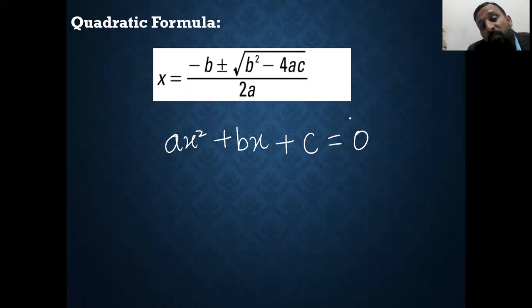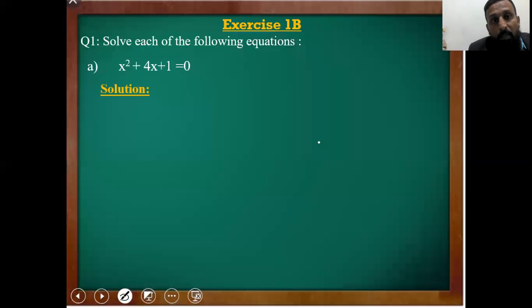The coefficient of x squared is a, the coefficient of x is b, and the last term is a constant. Let's have an example. Look at this: exercise 1b, question number 1. Solve each of the following equations. Part A, x squared plus 4x plus 1.